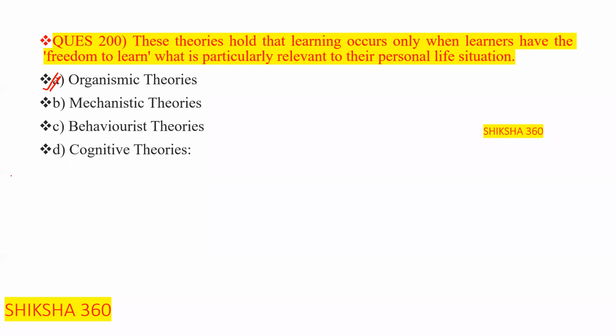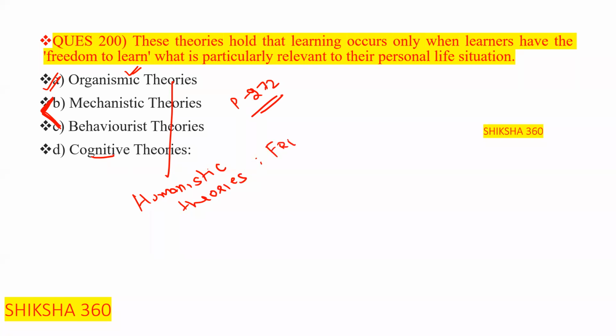So please remember and revise these chapters. There are 3 theories in the book, in the chapter we have already discussed in the session also. Mechanistic or behaviorist theories are both the same. Next are cognitive theories and organismic theories, which are also known as humanistic theories. Under that we have specially learned the idea of freedom to learn.